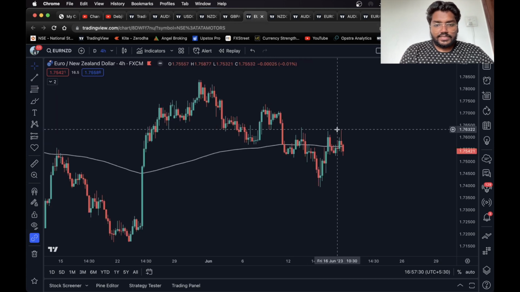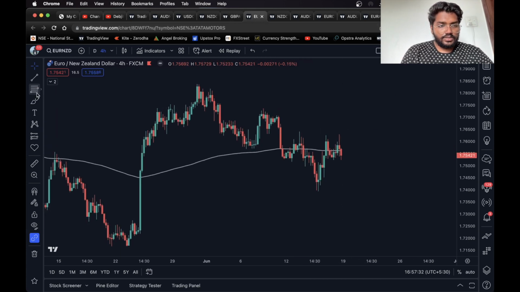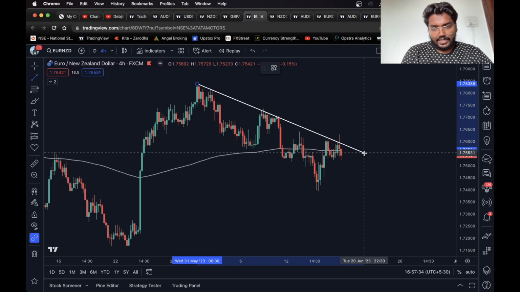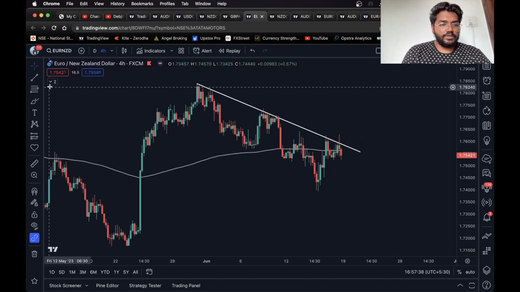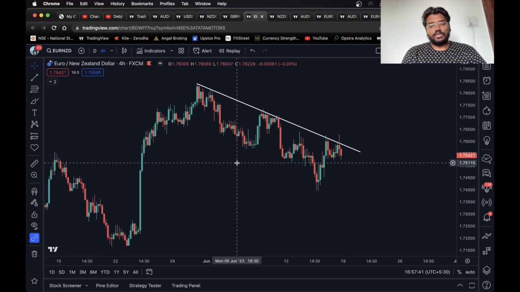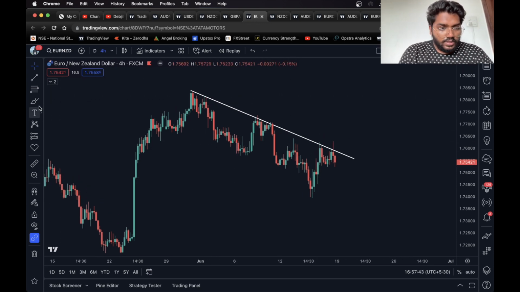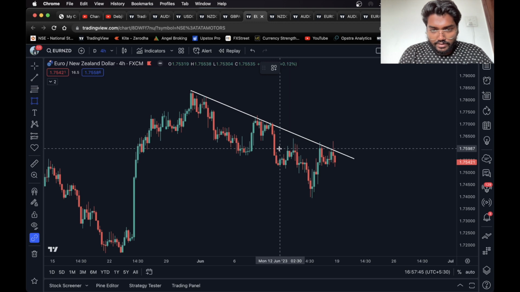Moving on to the next one, we have Euro and New Zealand dollars. Again, we can see a trend line over here, and it is on 4 hours time frame. It is also near 200 EMA. We'll just remove the EMA as of now. I also see a level over here.